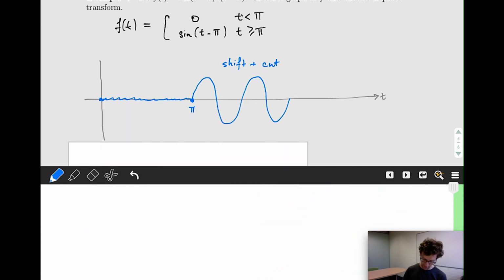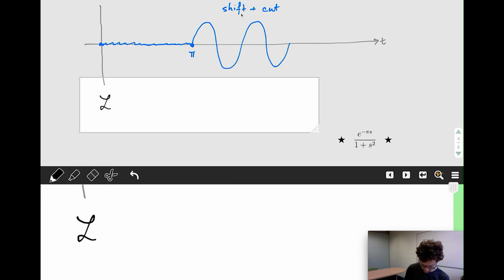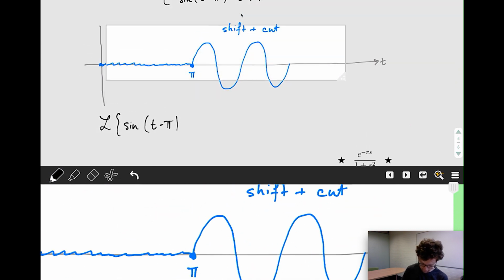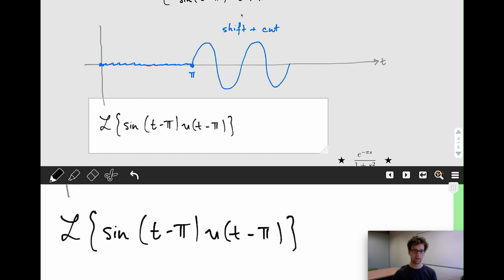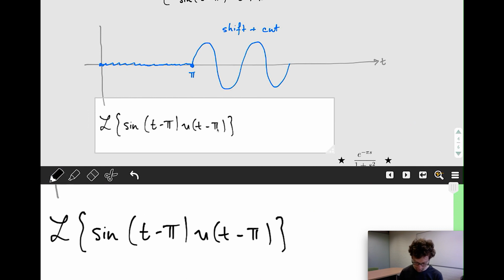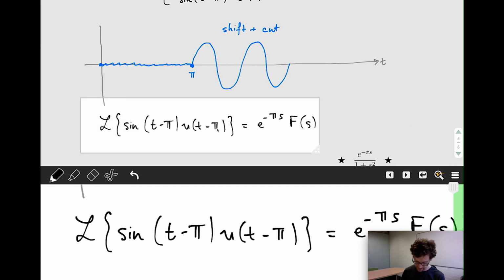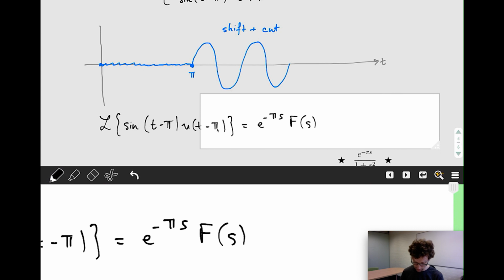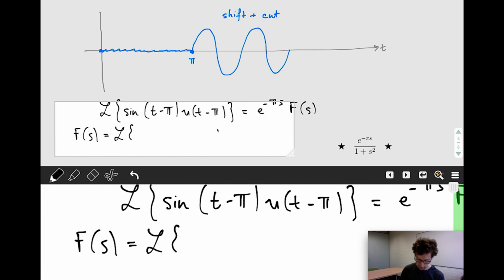Okay, so now let's find the Laplace transform of this thing, and I'm going to use this second shifting theorem to do so. So the Laplace transform of sine of t minus pi, u of t minus pi. You see that this is indeed of the form of a shift plus a cut. Everywhere t appears, it appears in the form t minus pi, and I have a Heaviside also with a t minus pi. So this is going to be equal to e to the minus the shift times s multiplied by big F of s, where big F of s is the Laplace transform of the unshifted, uncut function.